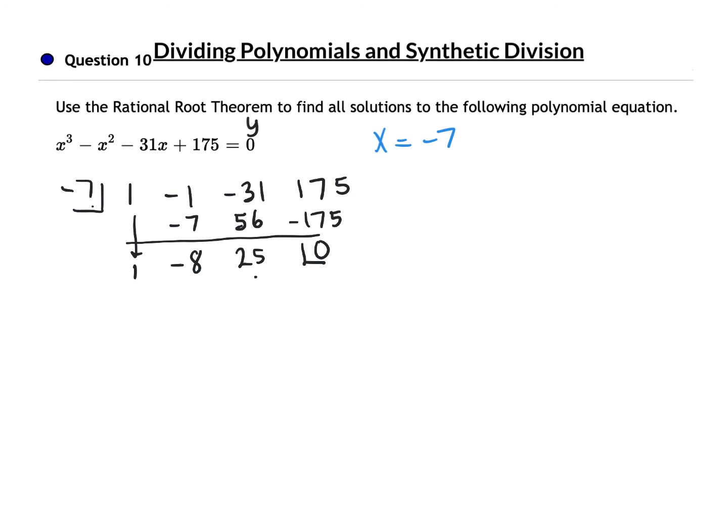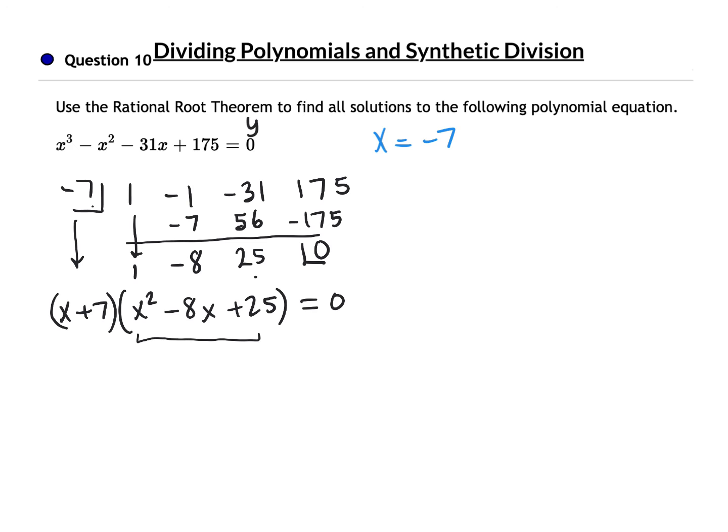It divides in equally. So if I was factoring this, I know right now it would be x plus 7, because that's what makes 0 when I plug in negative 7, times x squared minus 8x plus 25, which would be equal to 0. I look at this equation. Does it by chance factor? Are there any factors of 25 that add to negative 8? 1 and 25, 5 and 5. None of those work.